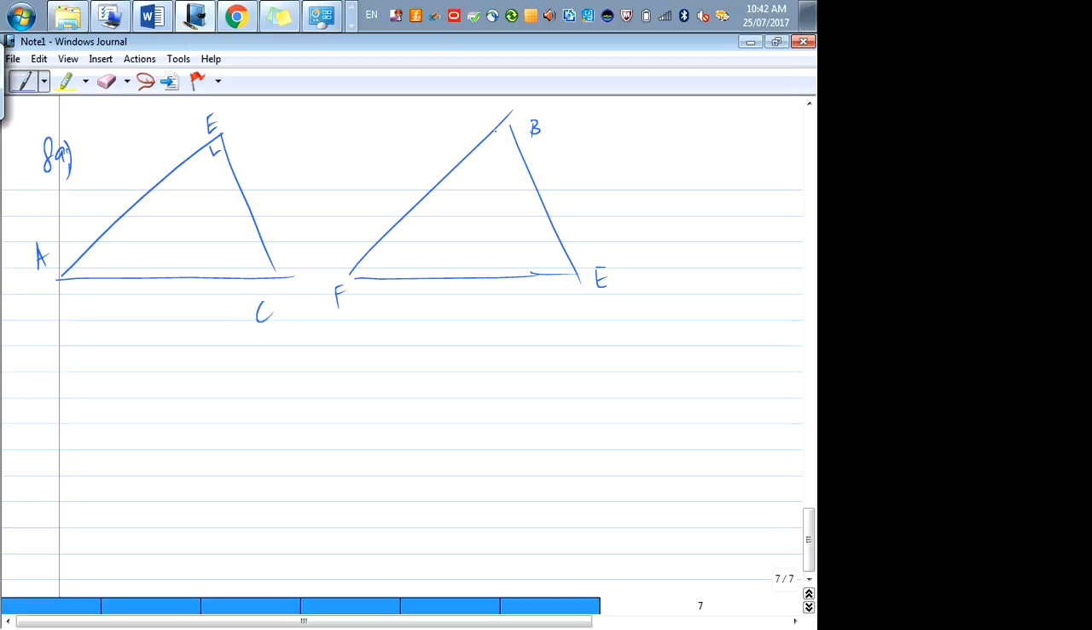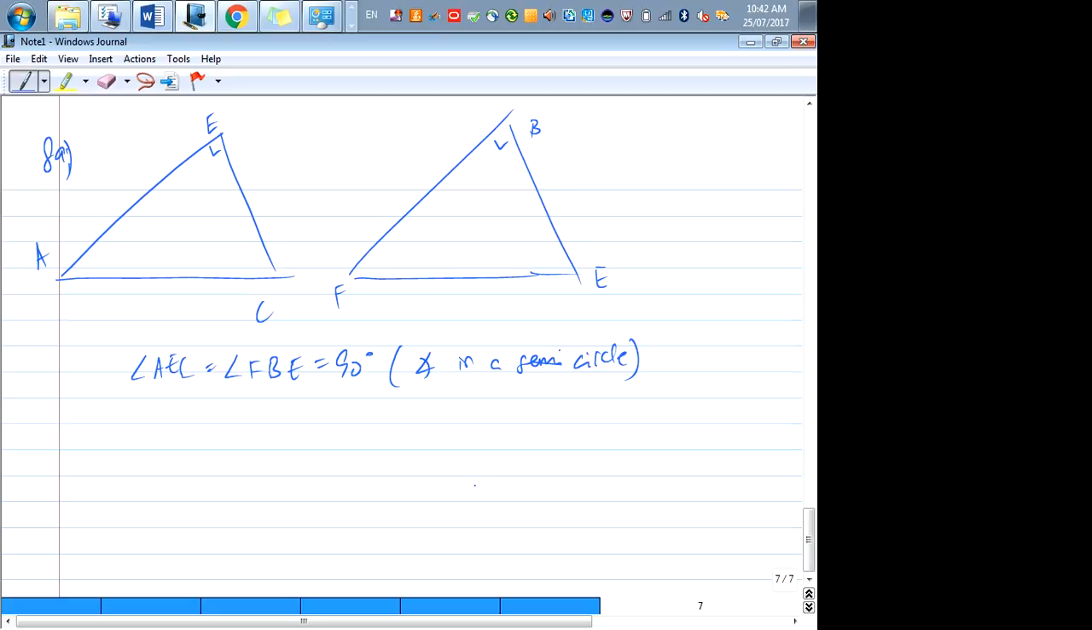Okay, AEC and FBE. So that is the first one I can write down. Angle AEC equals angle FBE equals 90 degrees. Why? Reason is angles in a semicircle. Okay, we have proven the right angle inside the right angle triangle. To use your RHS test, what else do you require? What else do you require for your RHS test?